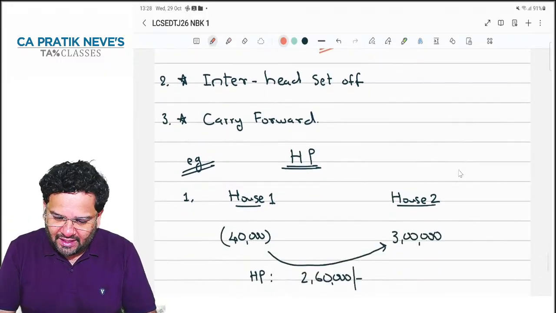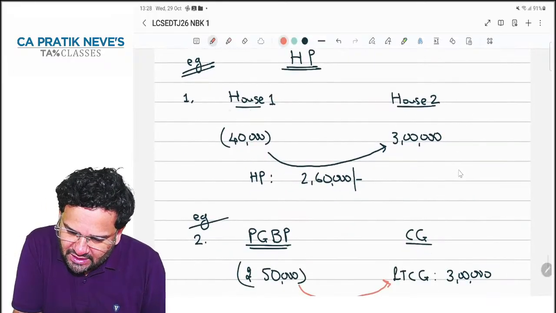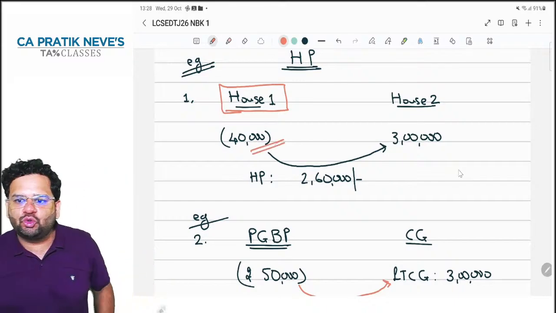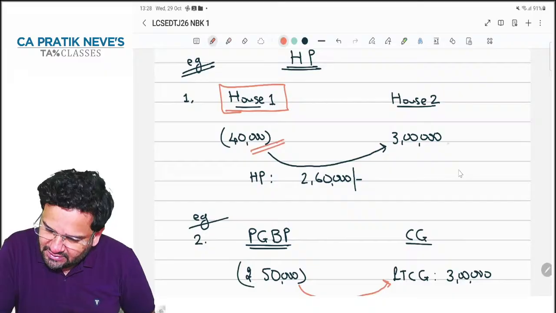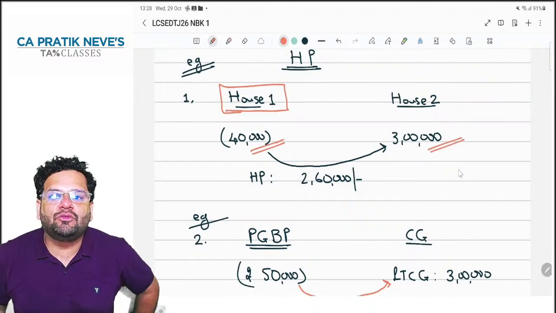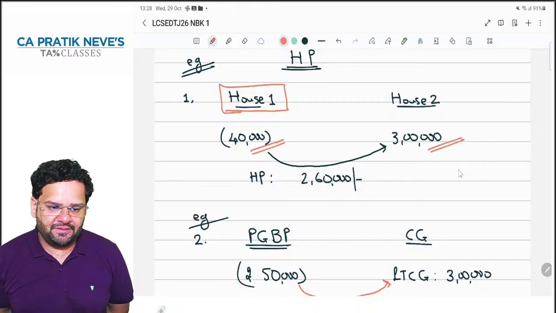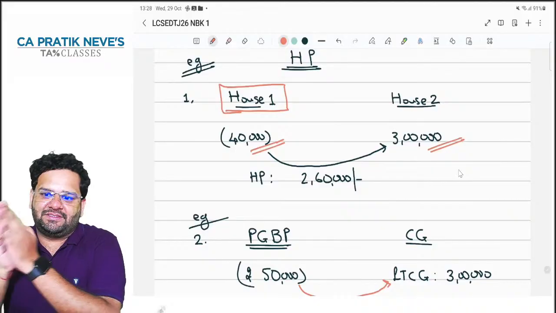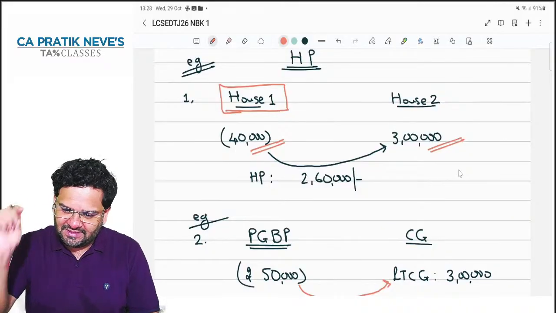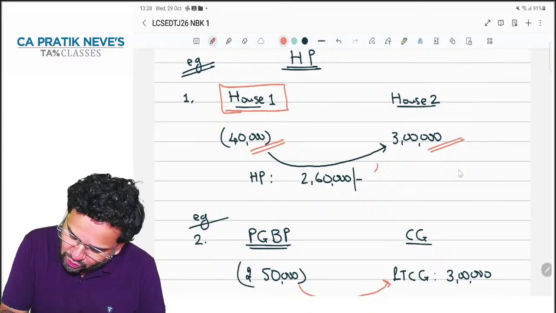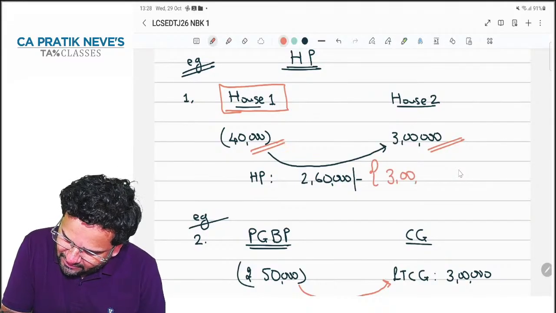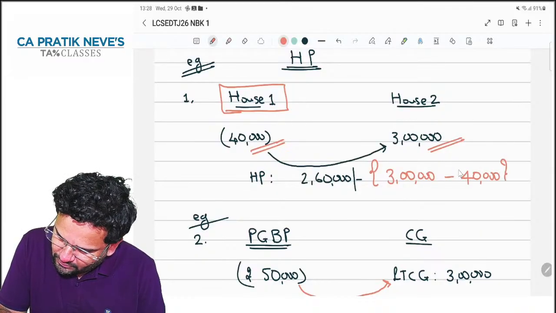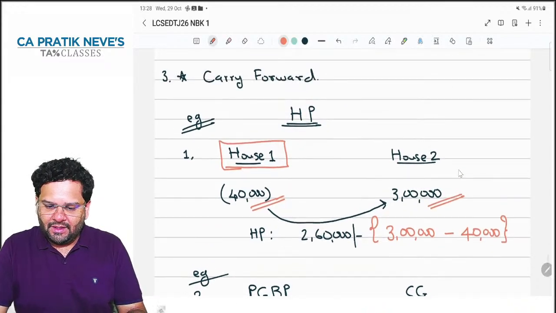Okay. So see, example I have given you. Suppose house 1 there is a loss of 40,000 and house 2 there is an income of 3 lakh. Then what will be your income from house property? Your income from house property will be obviously 2,60,000. Agreed? Make sense? How did you get 2,60,000? 3 lakh minus 40,000. Wonderful.